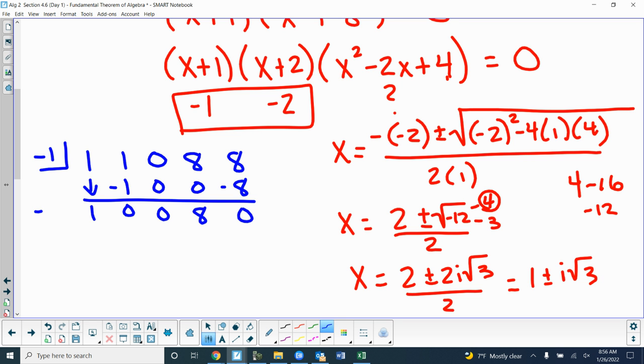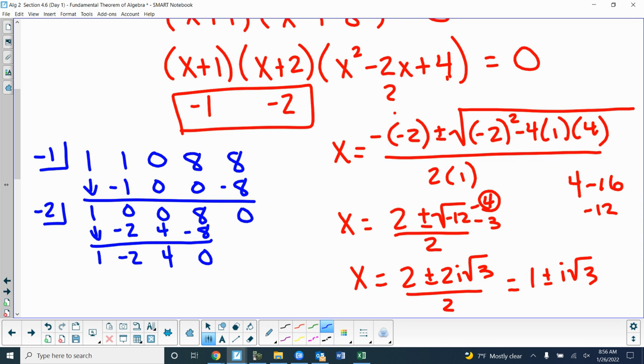-2. So you put that here and stop at the 8, because that was a 0 there. -2 times 1 is -2. Add those. -2 times -2 is a positive 4, so we add those. And -2 times 4 is -8. We add those. Got the 0 again.